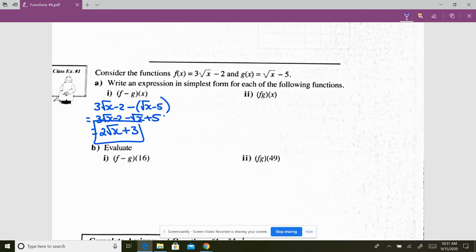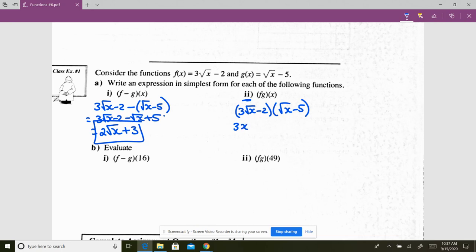And we'll do this one next. f g of x means we're multiplying them. So this will be good practice of our radicals, or review of our radicals from last year. What's root x times root x? x, yeah. So 3 root x times root x is just 3x.